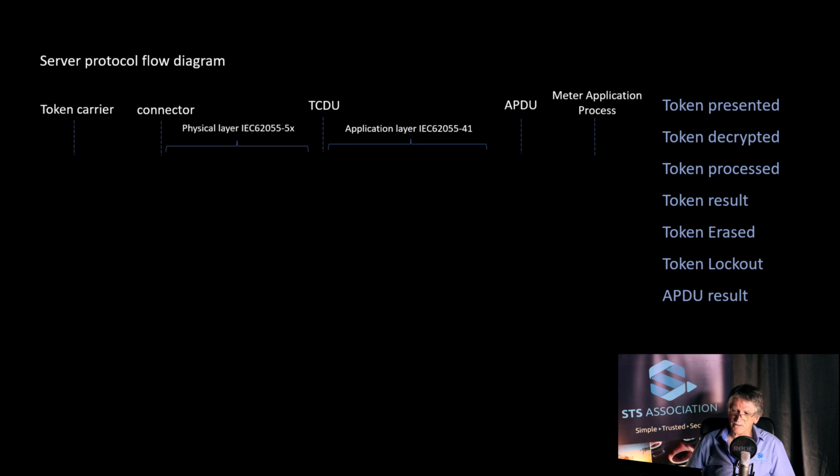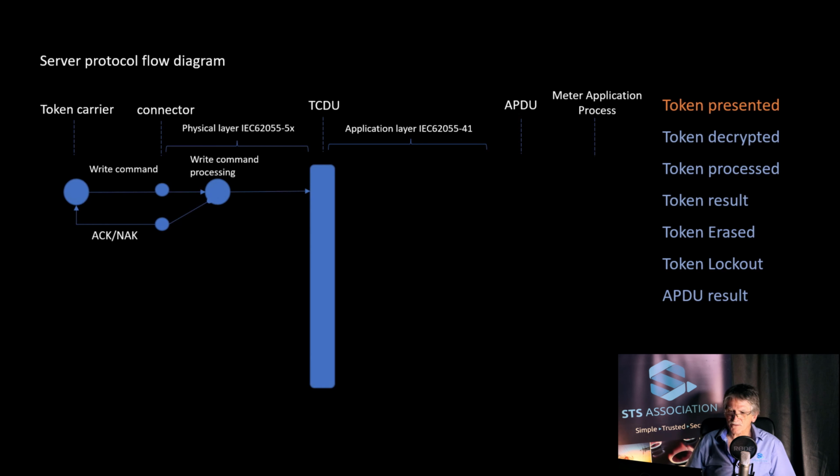The server protocol flow diagram, let's have a look at how this works. You have a token carrier on the left flowing through to the connector of the token carrier, the TCDU or token carrier data unit. That connection is covered by the physical layer, IEC 62055-52 in this case. Then from TCDU to APDU, that is covered by the application layer, or IEC 62055-41, which has been discussed in other videos. And then you get through from the APDU to the meter application process.